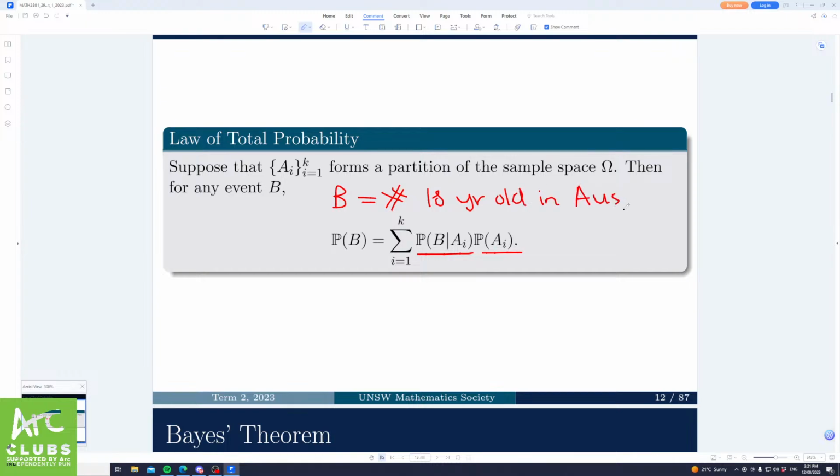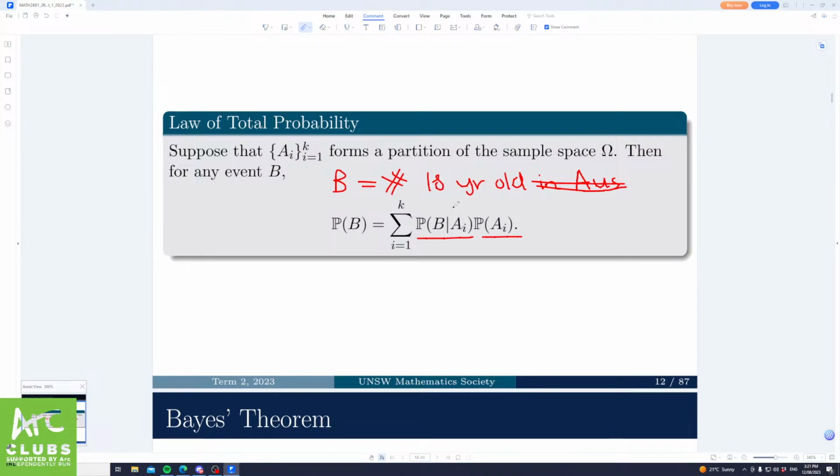Then you could partition this set or this event into two sets. Actually, let's just say B was the set of 18-year-olds in the world. You could partition this into the 18-year-olds in Australia and the 18-year-olds outside of Australia. And doing that, your A1 in this case would be 18-year-olds in Australia, and your other set, A2, would be outside of Australia.